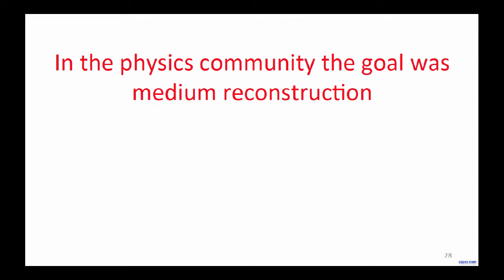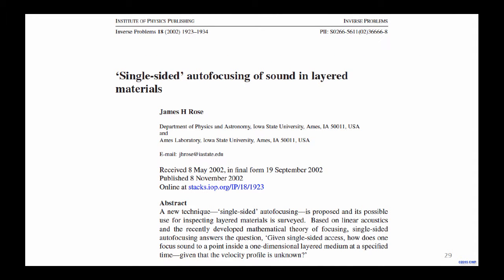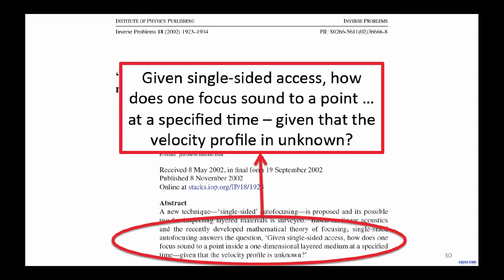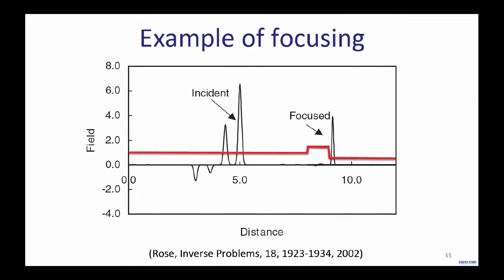Now, the physicists didn't really care about this. The physicists, they cared about medium reconstruction. They wanted to know a potential based on scattering data. And this changed in the early 2000s when James Rose came along. He started using the word autofocusing, and as you can see in his abstract, he says, given single-sided access, how does one focus sound to a point at a specified time, given that the velocity profile is unknown? And he basically showed that that's actually what those Marchenko equations are doing.